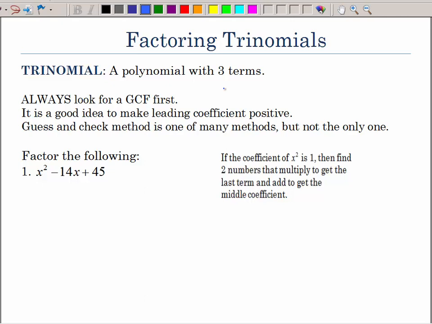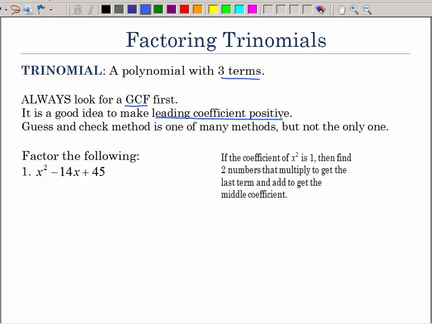We are going to be learning how to factor trinomials. A trinomial is a polynomial that has three terms. When you start factoring anything, you always want to look for that greatest common factor. Another suggestion is to make that leading coefficient positive. Usually it makes it a little bit easier to determine what signs you need in each factor.